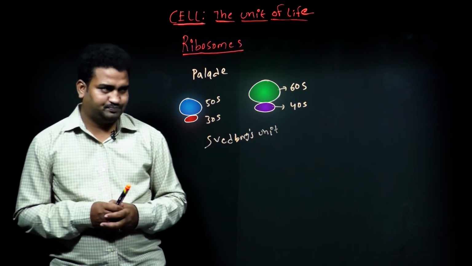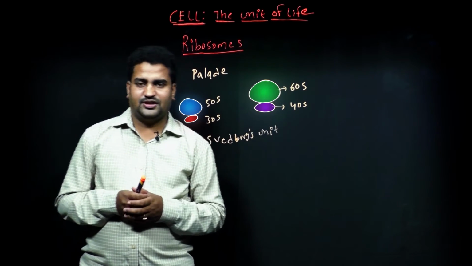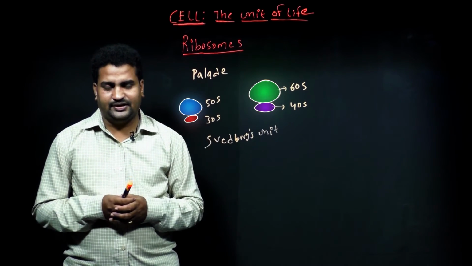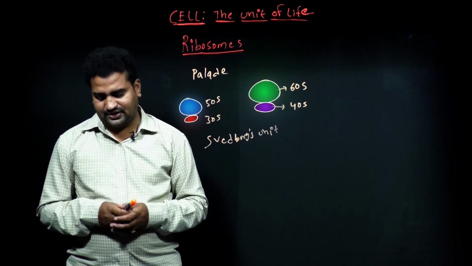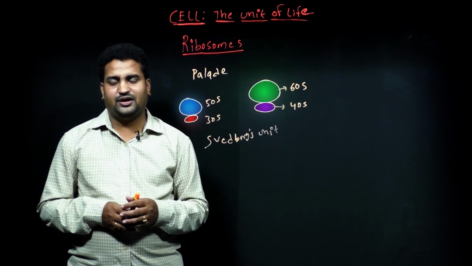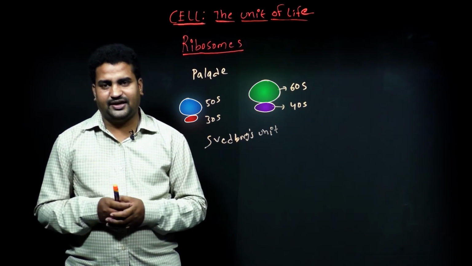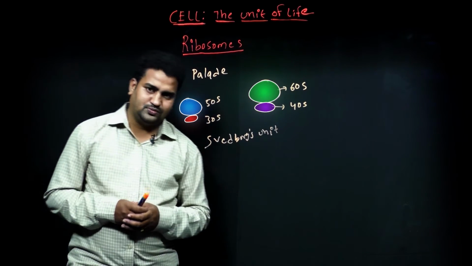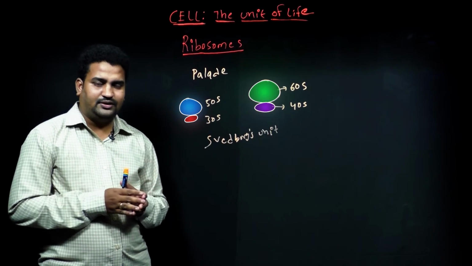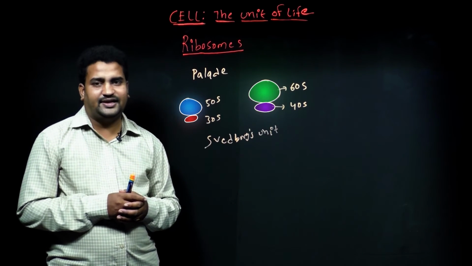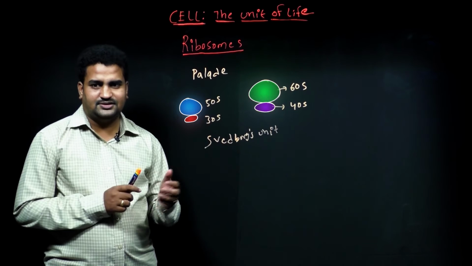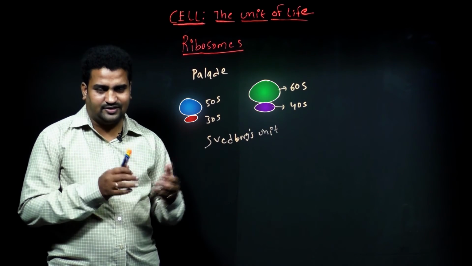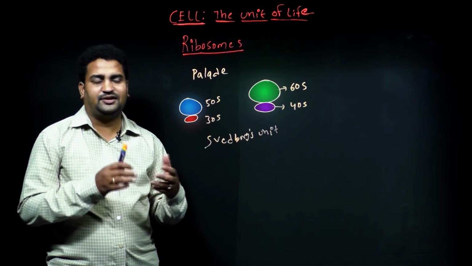Generally, the ribosome is a very important structure for the formation of proteins. The ribosome is made up of ribosomal RNA and proteins. And these ribosomes in eukaryotes are 80S ribosomes. They are attached to the endoplasmic reticulum.